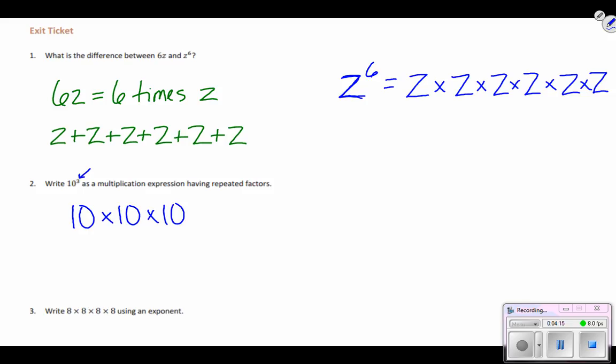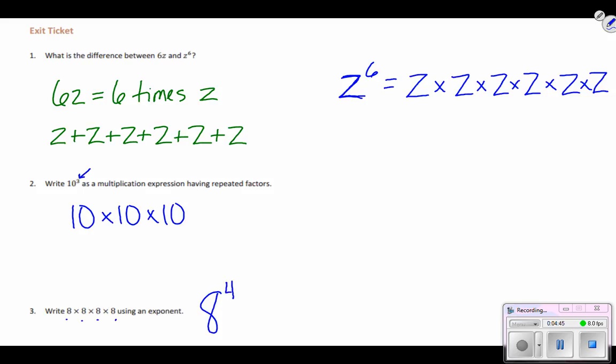And the final example, we have: write 8 times 8 times 8 times 8 using an exponent. So again, an exponent has a base and power, or a base and an exponent. Powers and exponents are the same thing. So the base is a factor that's being used repetitively. There's our 8. And how many times was that 8 used as a factor? It was used 1, 2, 3, 4 separate times. That is our exponent that we write as a superscript.